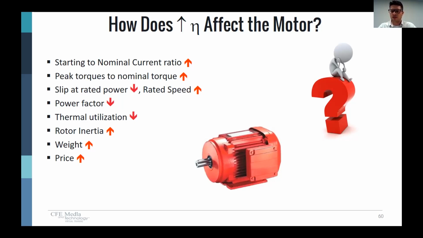So there are a couple of different things that are going to change. Our inertia goes up, so we can't start and stop the motor as fast or as often without it heating up. It's going to be more expensive, obviously, and the thermal utilization is going to go down.